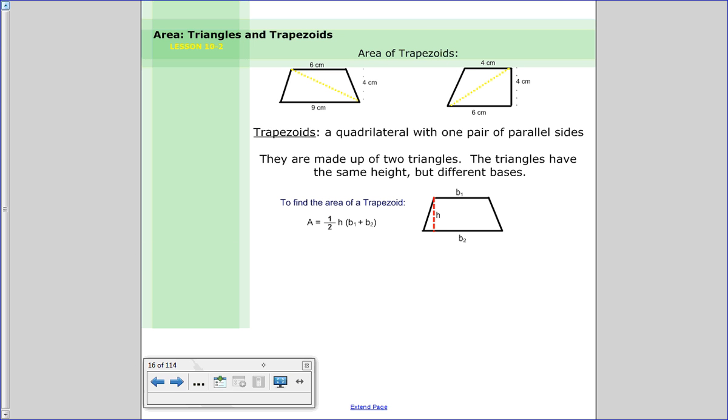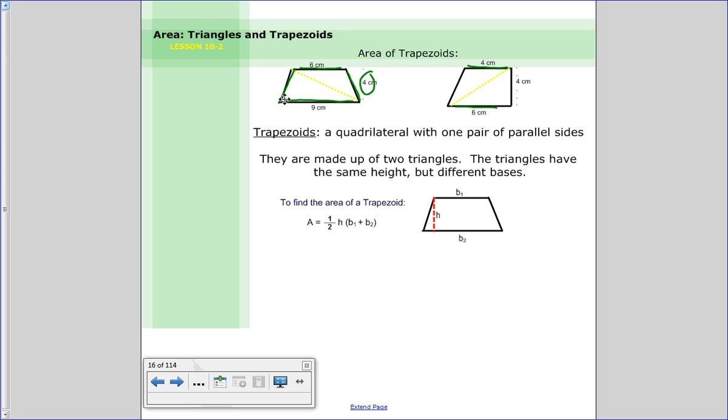All right. So when we talk about the area of trapezoids, this is another form of a quadrilateral. So it's just a four-sided figure that has a pair of parallel lines. And again, you take a look at the yellow at the top. They actually have two triangles that make them up, which end up having the same height, but they don't have the same base. For example, this one has 9, this one has a 6 for a base. This is 4, this is 6. But here, the height for each one of these would be considered 4.